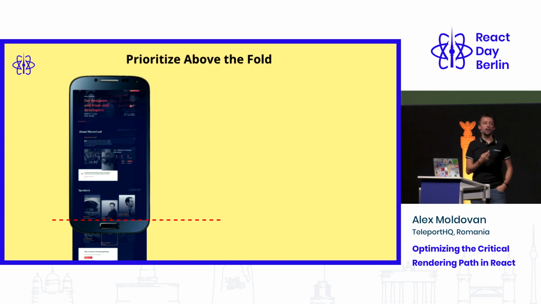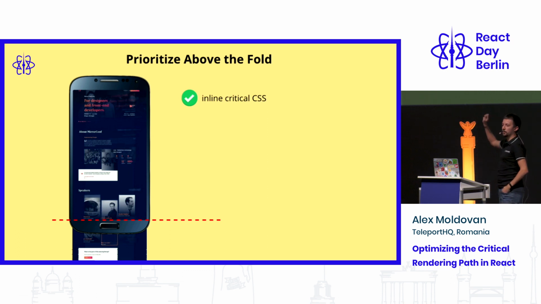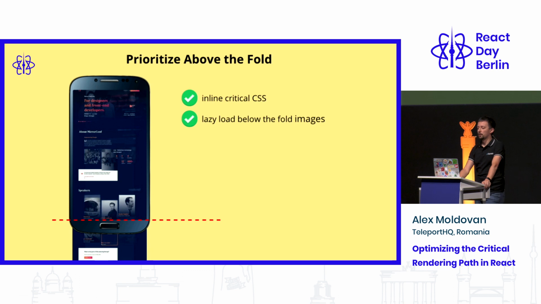So in theory, you could prioritize resources which are above the fold and only fetch those in your critical rendering path. One technique is to inline critical CSS. There are tools that scan your web application and say, okay, these CSS rules actually apply above the fold. So you can extract them into a separate CSS, you can inline them into the HTML if you want, and you will get one less resource in the rendering path. Also, you can lazy load images.